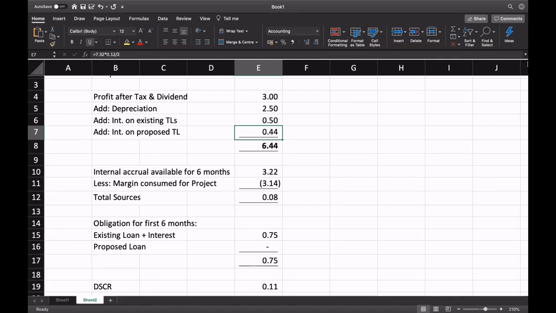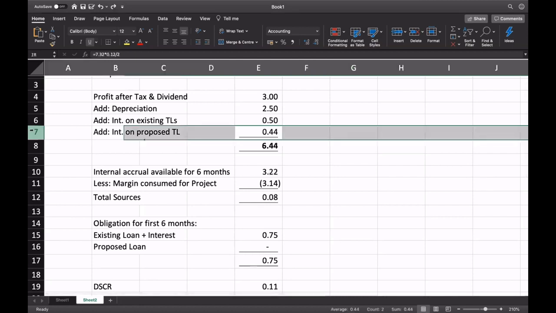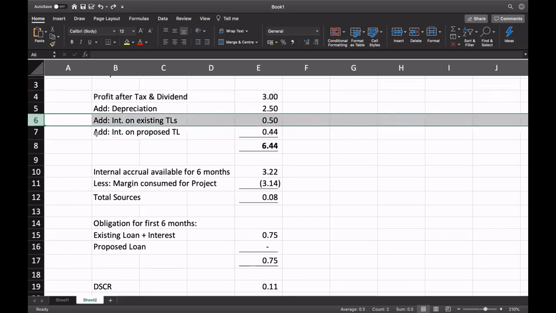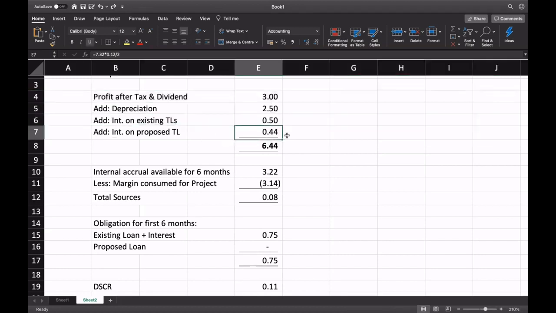But the reason why I have taken this interest on proposed term loan is that we started with profit after tax and dividend estimated for the year, that is for the full year. So in that process, the interest on existing term loan, and here if you notice, this figure I have calculated like this: 7.32 into 12% divided by 2. It means I've taken only for 6 months.